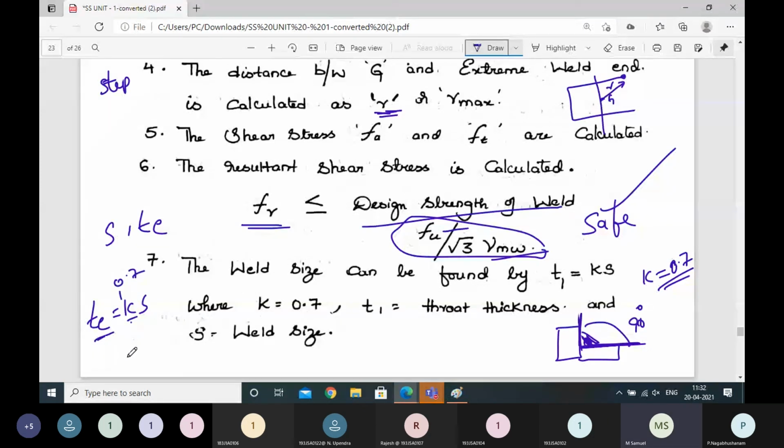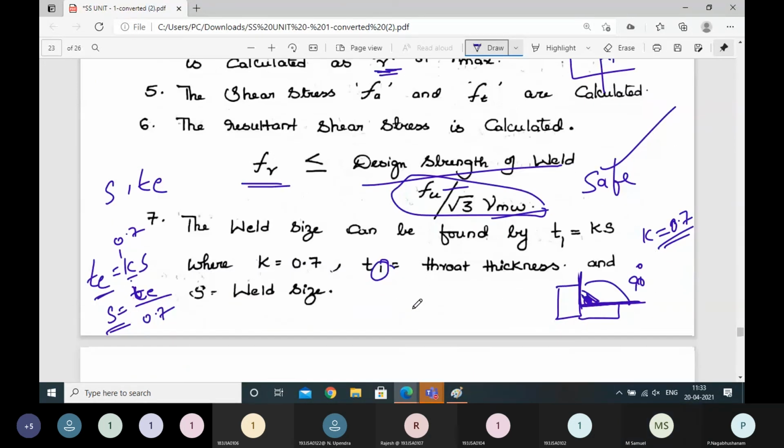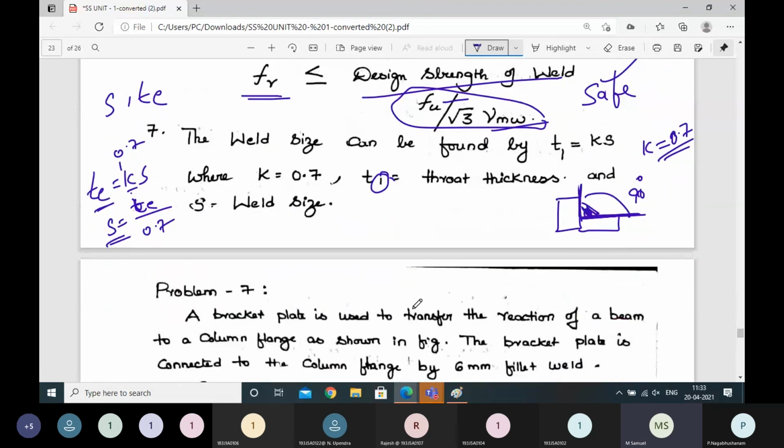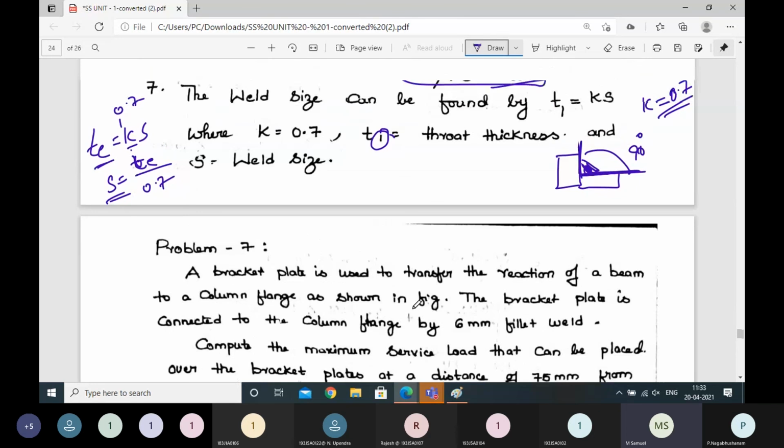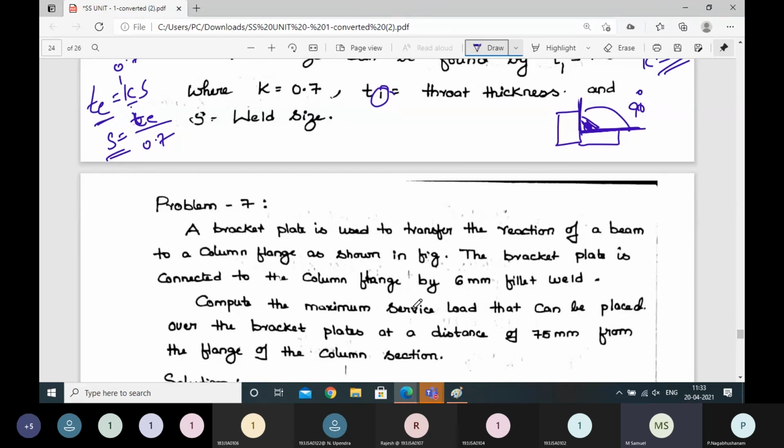So put 0.7 in place of K. We already take T beforehand. So S is nothing but T divided by 0.7. Okay, the size of the weld is obtained. So the weld size can be found by T equals K S, where K is 0.7 and T is the throat thickness. Of course, here you can use T1, T2, TT or TE for throat thickness, no problem with that. S is nothing but the weld size. So this is how you calculate this. So this is the problem. If you are interested in solving this problem, solve problem number 7. We are going to solve this problem in the next class, no problem.